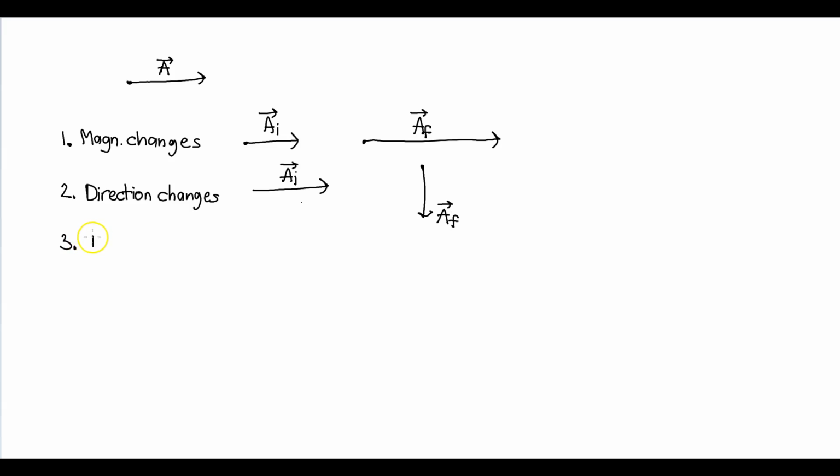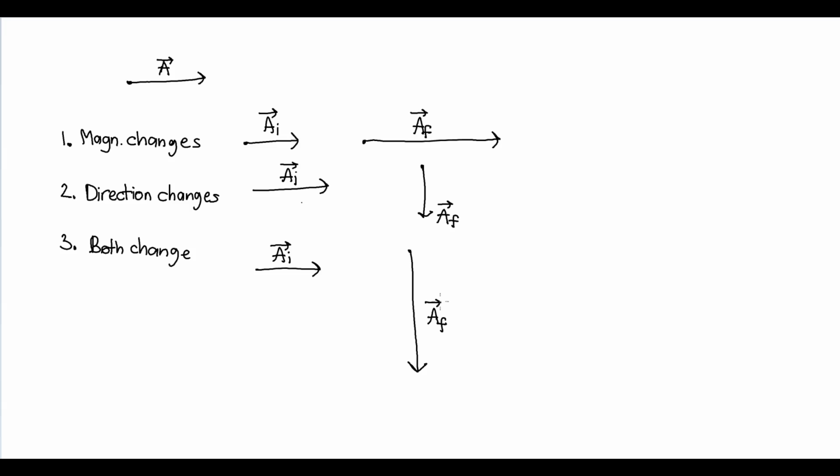And the final one is if both change. So both the magnitude and the direction change. So if we have A initial, and now we have a much longer vector, A final, and also pointing downward, then both have changed, and the vector has therefore changed as well.